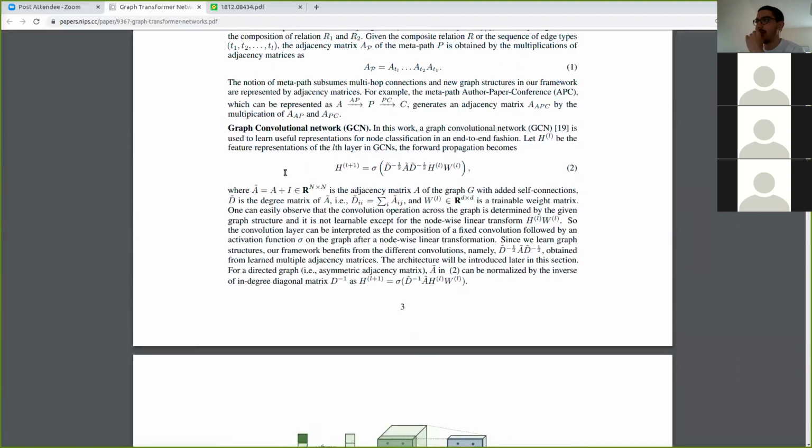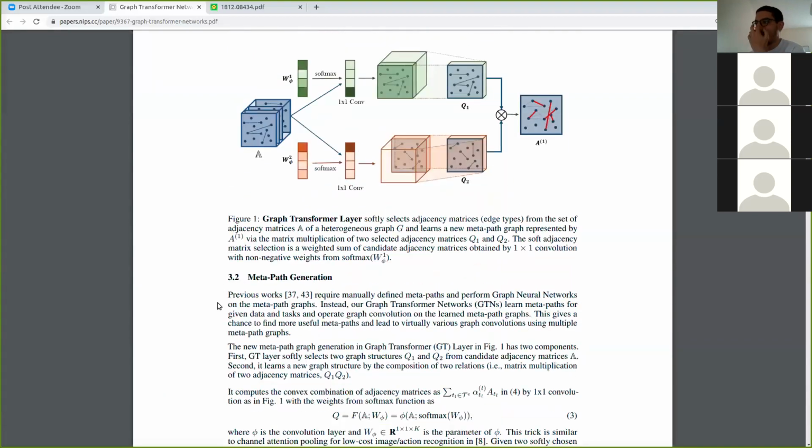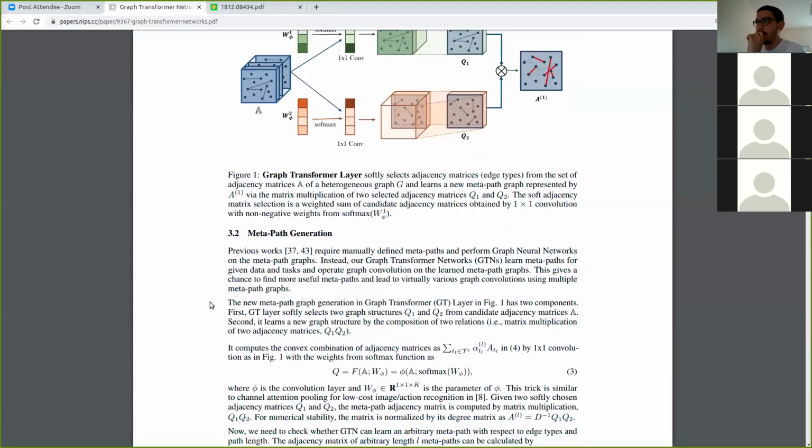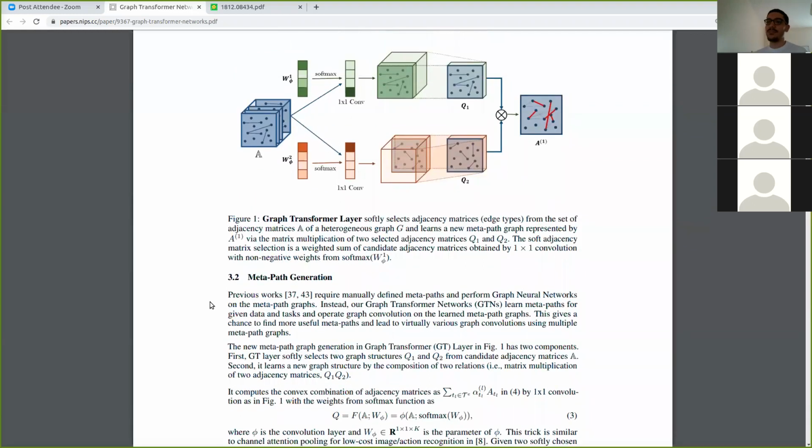Okay, so we discussed GCNs. So how are the metapaths actually learned?